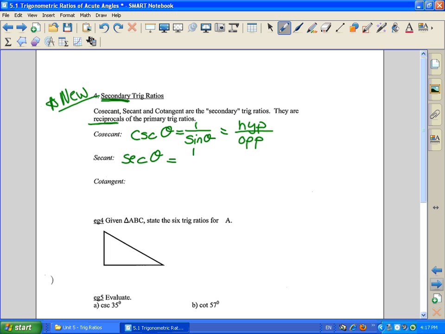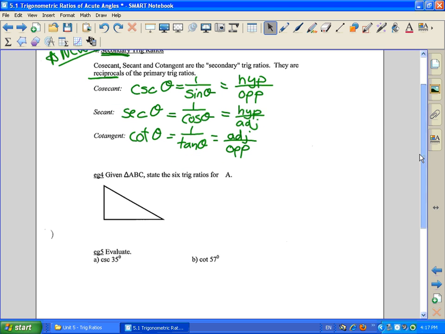and it is the inverse of the cos theta. So instead of having adjacent over hypotenuse, it's going to be hypotenuse over adjacent. And the last one, which is the cotangent, that's easy because cotangent is the opposite of the tangent ratio. So instead of opposite over adjacent, it's going to be adjacent over the opposite.